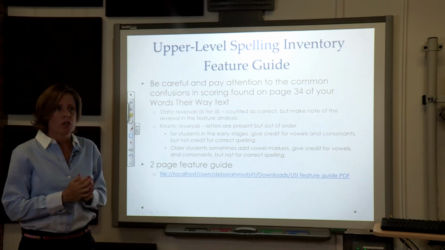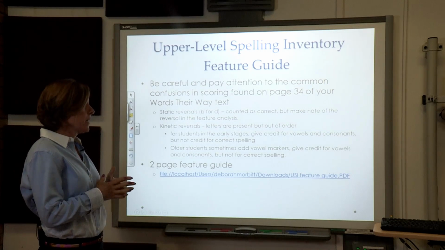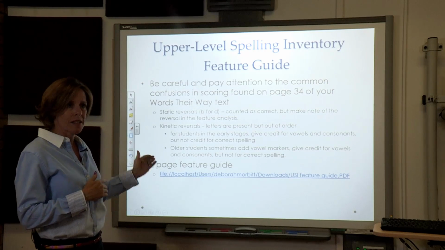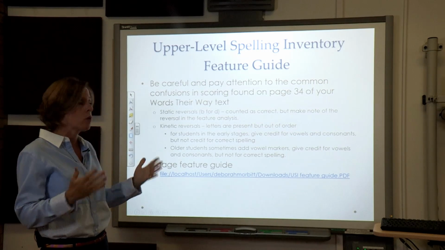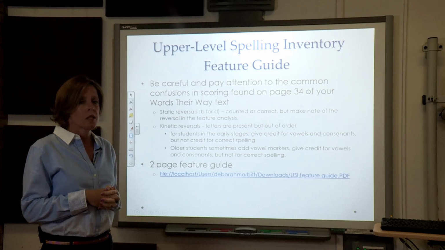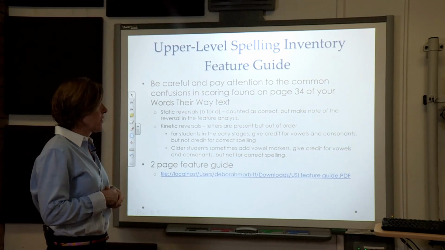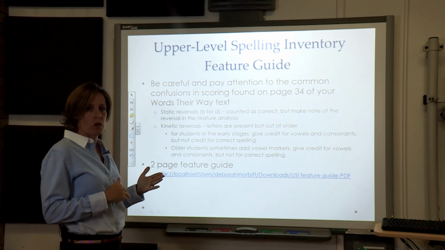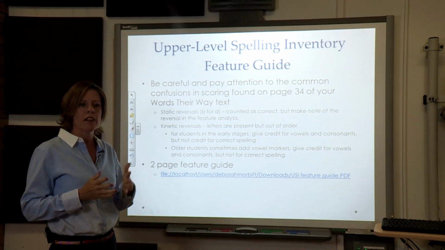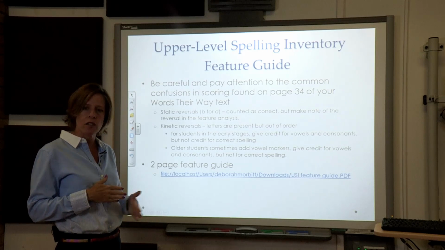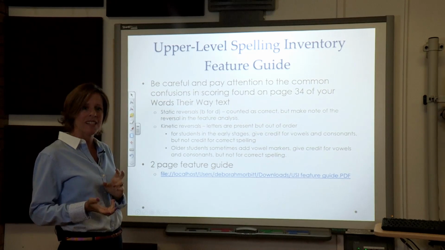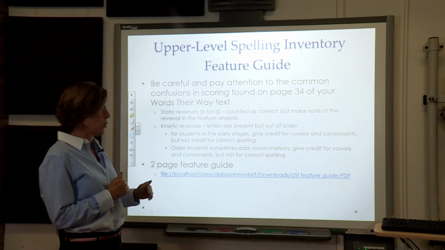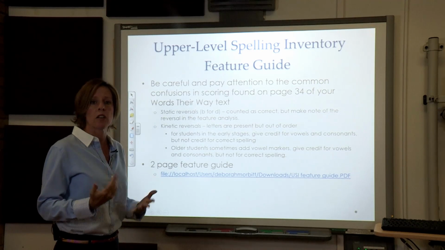A couple things I want you to be careful about and pay attention to, which are common confusions. They don't apply necessarily to this particular student, but they do across the board when you're doing spelling inventories. This happens to be found on page 34 of your Words Their Way text. Static reversals, that B for D. A lot of students in the early stages are confusing B's and D's. We don't mark those incorrect. They are counted as correct, but always make sure that you make a note of it.